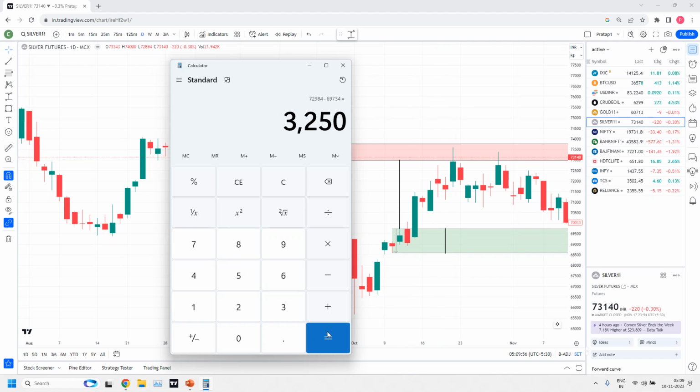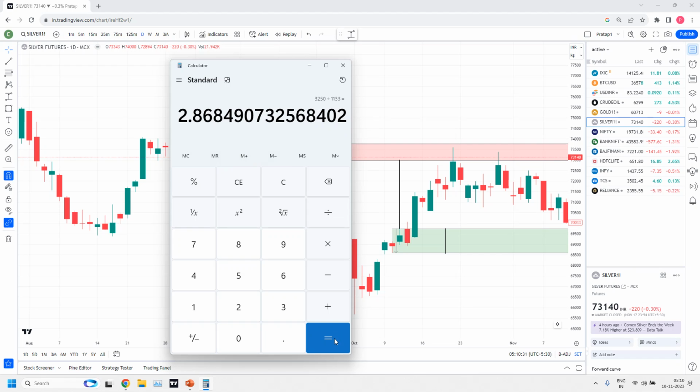This is the reward. How do you calculate your RR, your reward by risk? What is reward? 3250 divided by, we already saved the risk in the calculator memory. Let me release MR. MR means release the memory from the calculator. 1133. So what is the reward?